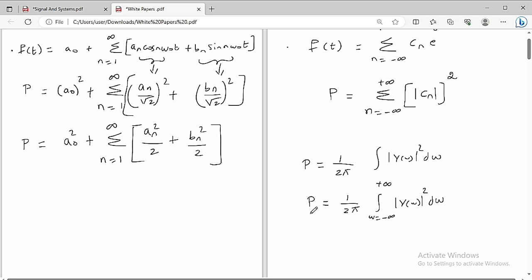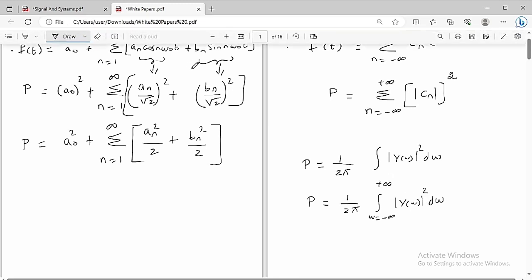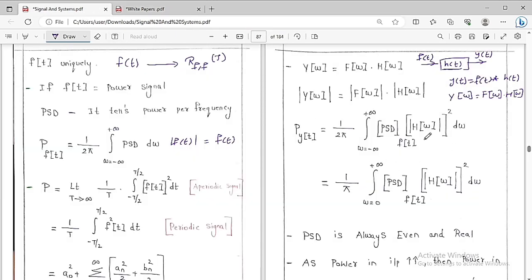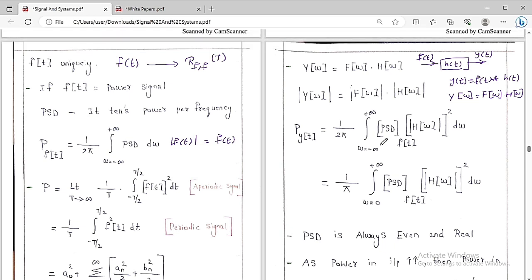In the frequency domain, P is equal to 1 by 2 pi integration over omega equal to minus infinity to plus infinity of mod of y of omega whole square d omega. And mod of y of omega is nothing but mod of f of omega into mod of h of omega. Since a into b whole square is equal to a square into b square, it will become mod of f of omega whole square into mod of h of omega whole square. And mod of f of omega whole square is nothing but the power spectral density.